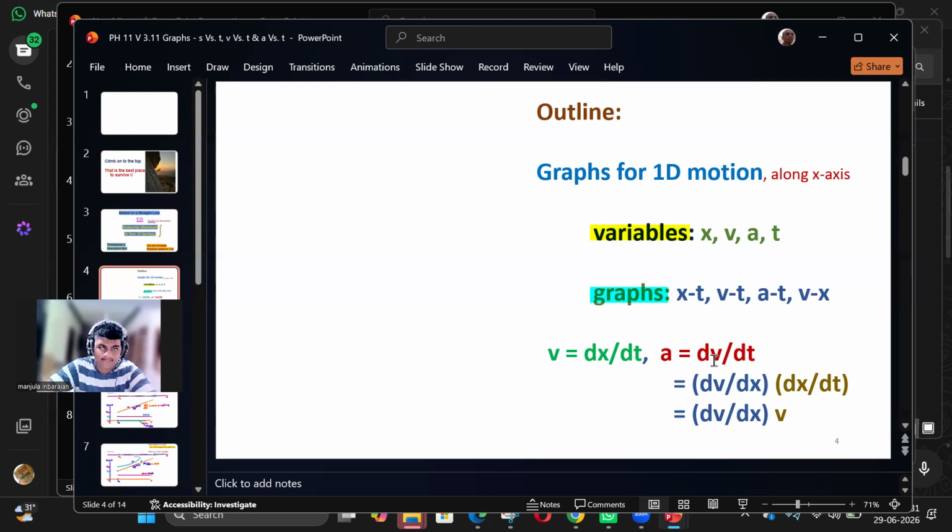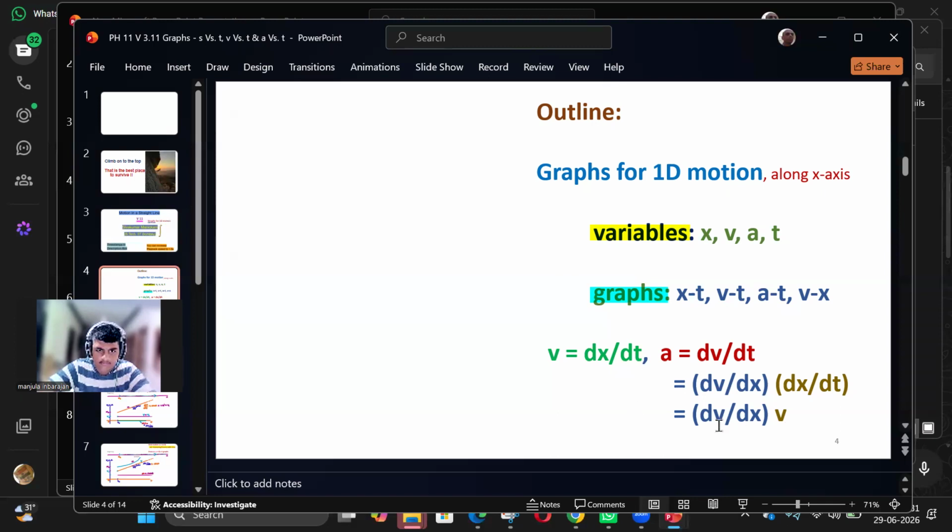Basically, to figure out how the velocity is changing with respect to time. Instead of that, what I'm doing is finding out how the velocity is changing with respect to displacement, and then multiplying that with how the displacement is changing with respect to time. And this dx by dt is v, because the rate of change of displacement is velocity.